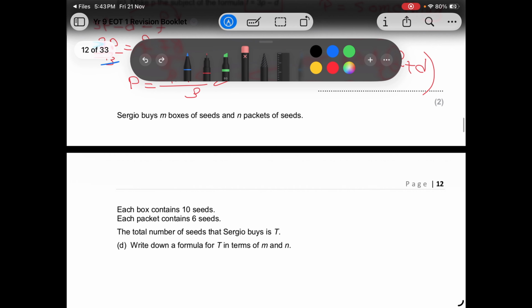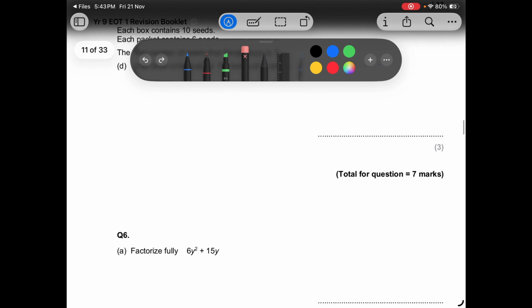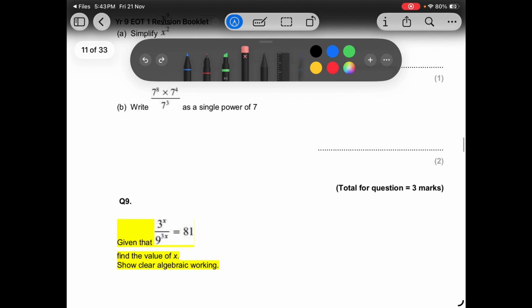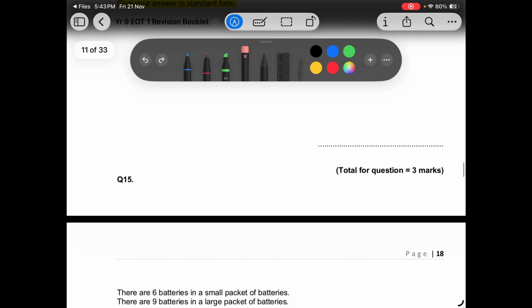Okay, what next? There's still a journey here. Okay, we will see what to do.